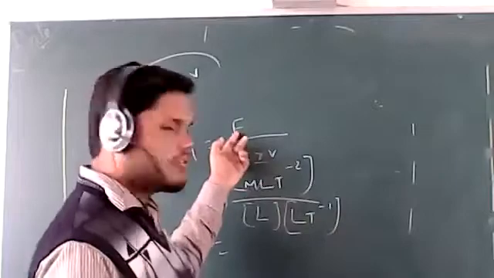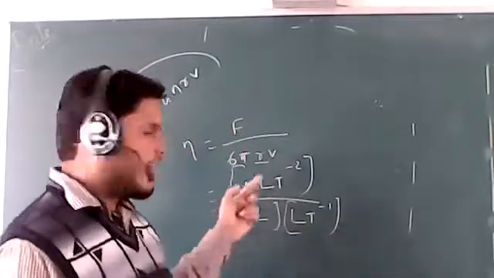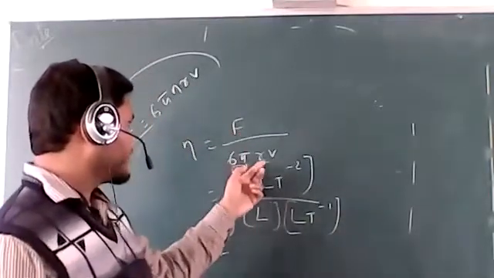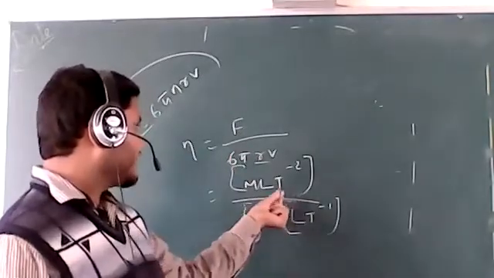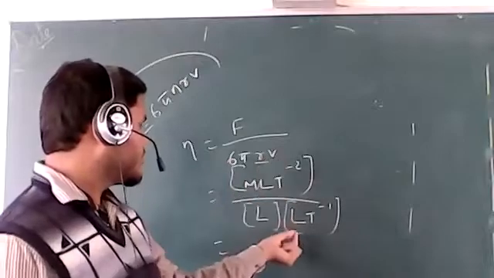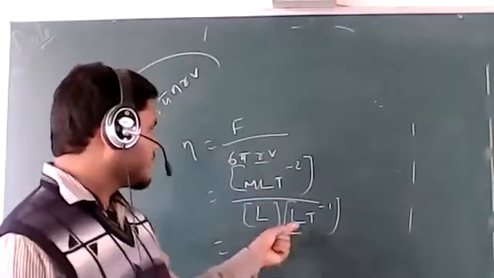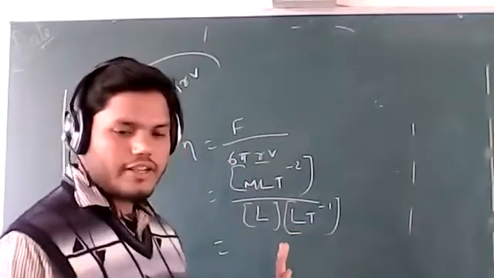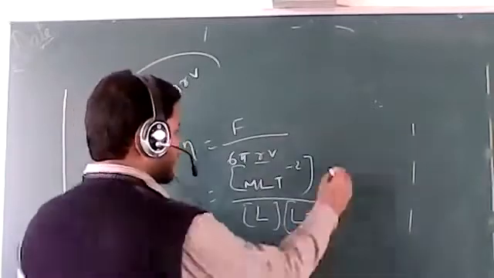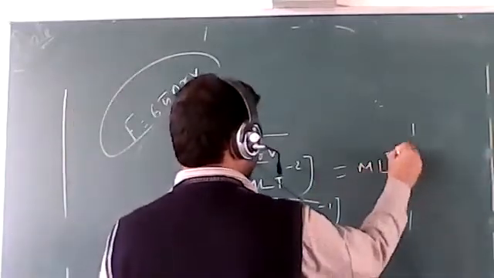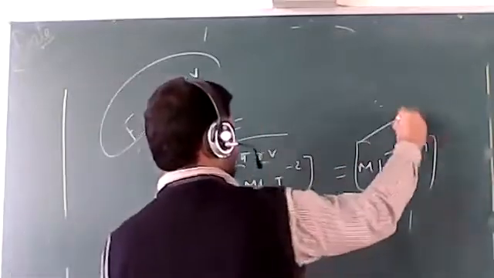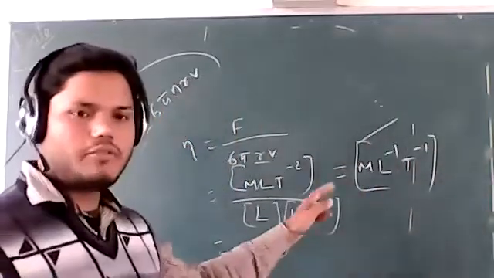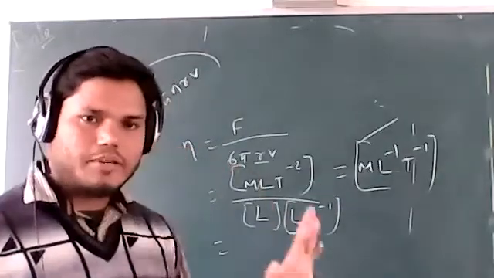MLT minus 2 is the dimension formula of force. r is a radius, so it is a length, and we have written L. v is the terminal velocity, so that is LT minus 1. So we can calculate, and the dimension formula will be ML minus 1 T minus 1. This is the dimension formula of eta.